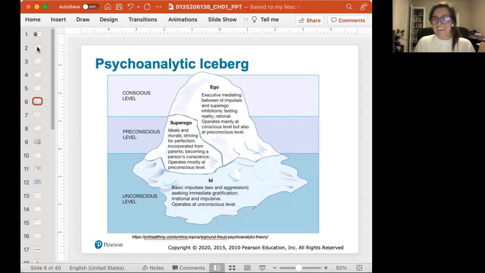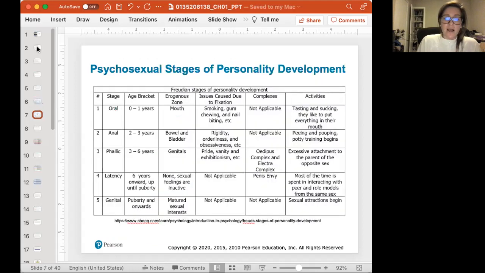And then you've got the id. And this is where, at your unconscious level, you have basic impulses that are being managed: sex and aggression, seeking immediate gratification or impulsivity. Irrationality can also be part of that. And it's at an unconscious level, as I mentioned. Now, the psychosexual stages of personality development, as mentioned, are the oral, anal, phallic, latency, and genital stages.